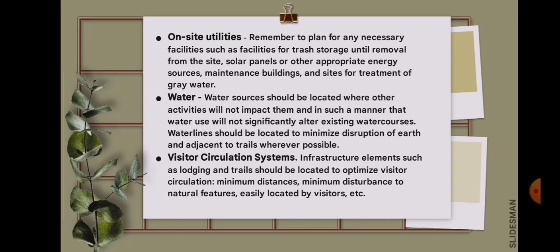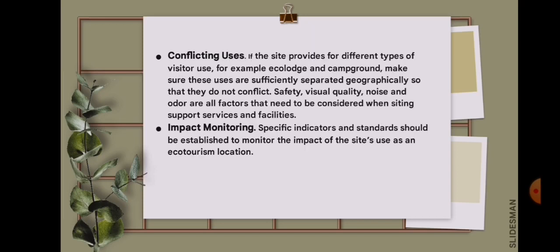Next, we have the visitor circulation systems. Infrastructure elements such as lodging and trails should be located to optimize visitor circulation: minimum distances, minimum disturbance to natural features, easily located by visitors, etc. Next, we have the conflicting uses. If the site provides for different types of visitor use, for example, ecolodge and campground, make sure these uses are sufficiently separated geographically so that they do not conflict.